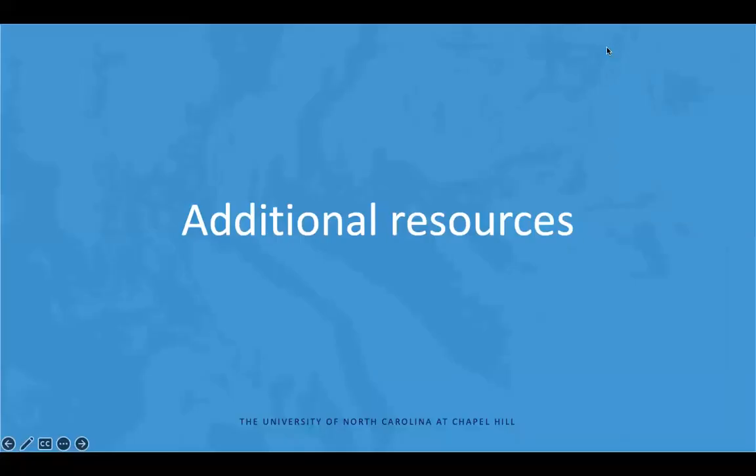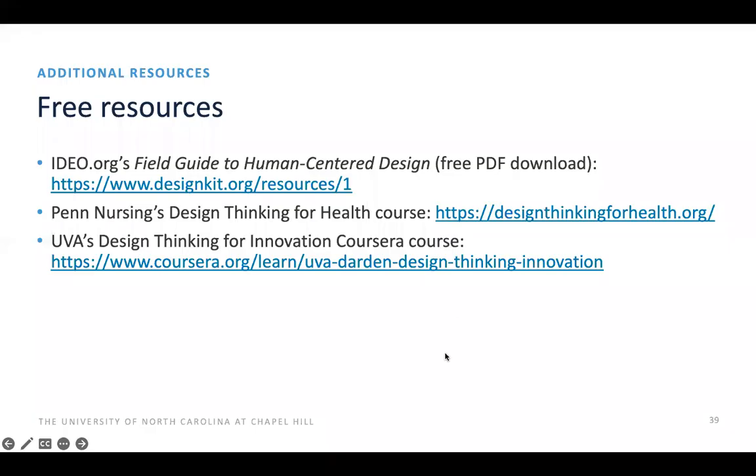And so, additional resources for you to explore on your own. I've linked the digital version of IDEO's field guide, which is free for folks to download as a PDF. Penn Nursing has a really great course that was funded by the Hillman Foundation and developed for everyone to use, called Design Thinking for Health. And then Jean Liedtka offers a free Design Thinking for Innovation Coursera course online that also has homework assignments if you like that.